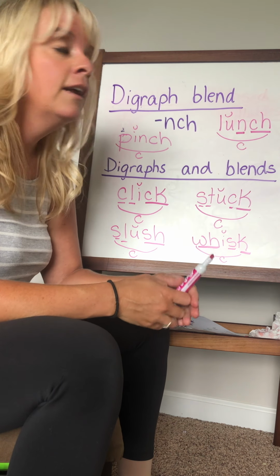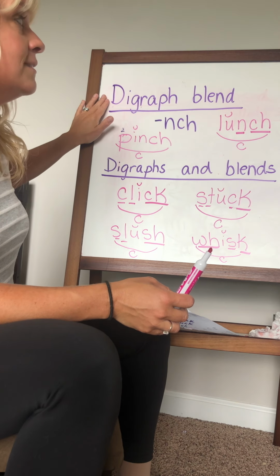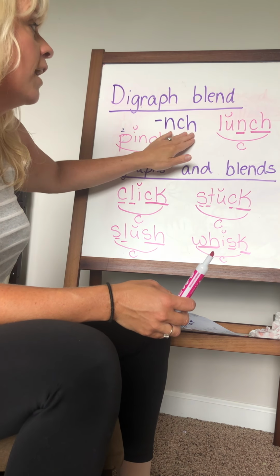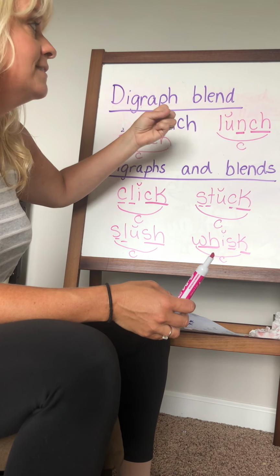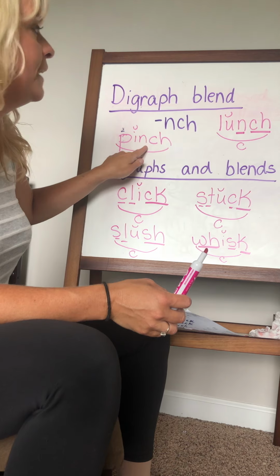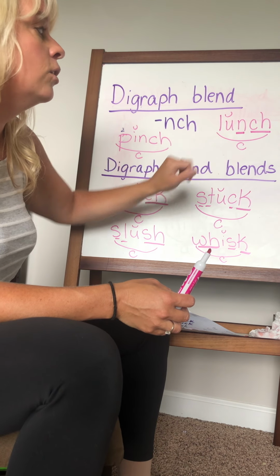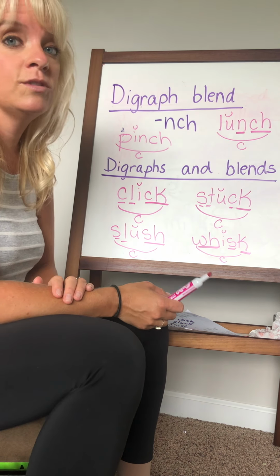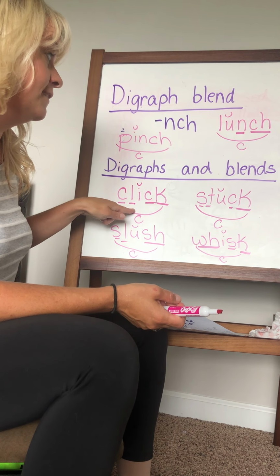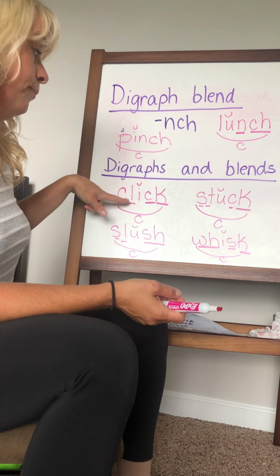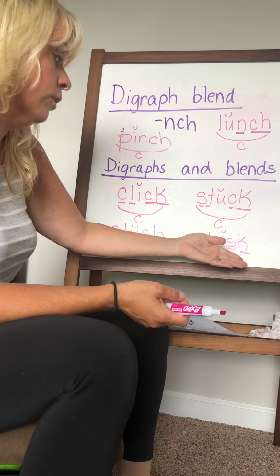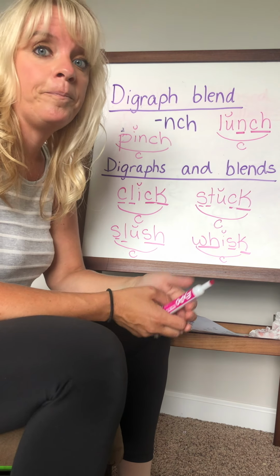So again, we learned what a digraph blend is today. It's when you have a digraph with a letter that blends together, and our example was nch, like in pinch and lunch. We also learned that closed syllables can have digraphs and blends. And blends can be at the beginning of a word, or blends can be at the end of a word. And the digraphs, same thing.